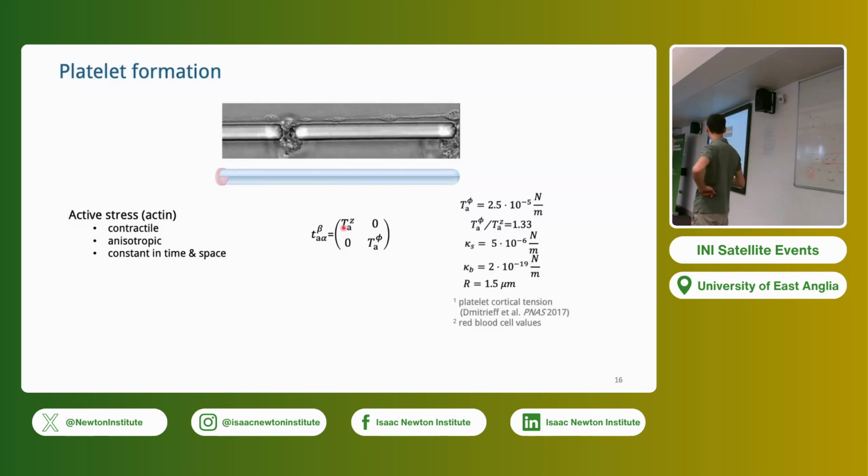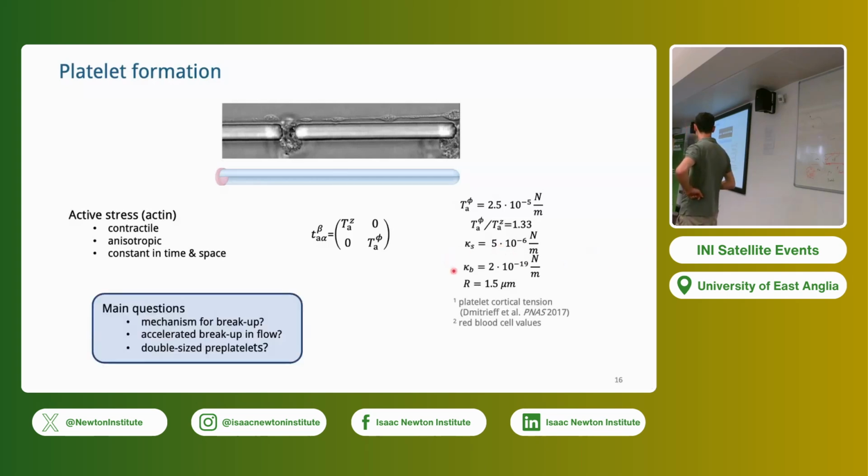The values that we're using, this is the value for the active stress. This is the anisotropy ratio. So the stress in the azimuthal direction is a bit larger than in the other direction. And for kappa S and kappa B, we use the red blood cell values, simply because for the proplatelets, they have not been measured, so nobody knows really what these values are, but mechanically they should be quite similar to the red blood cell. The radius is about 1.5 micrometers.